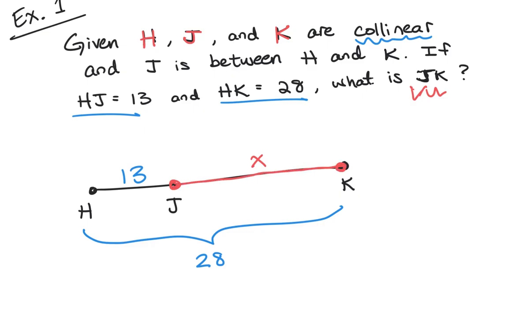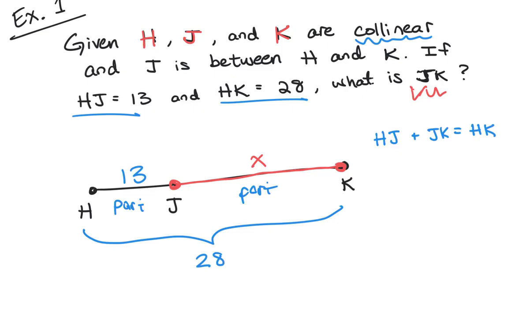I know that you guys are looking at that and you're like, yeah, 28's the whole thing, so let's do 28 minus 13. That'll tell us what JK is. And you're right, JK is going to be 15. But if I wanted to do this the legit professional way, I would say the segment addition postulate states that HJ, this part, plus the other part, plus JK, needs to equal the whole. And the whole thing is called HK. I know you could probably look at that and say, hey, the answer is going to be 15.